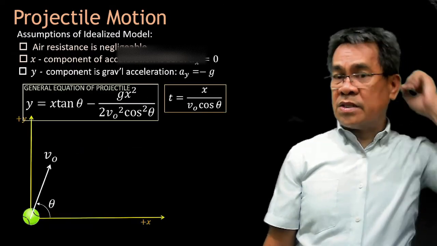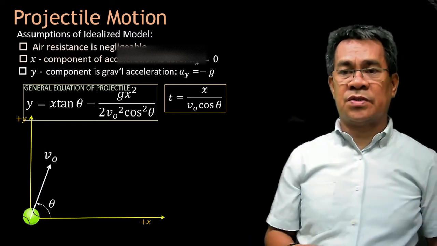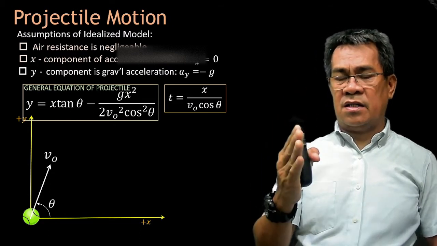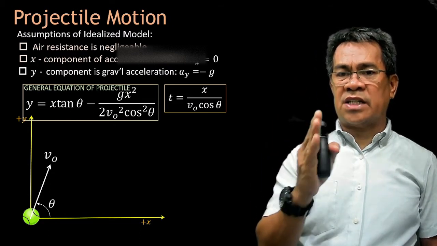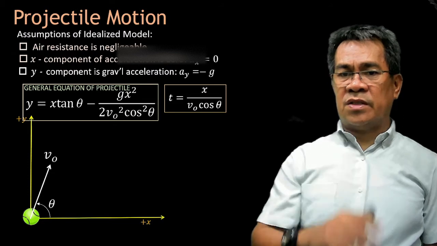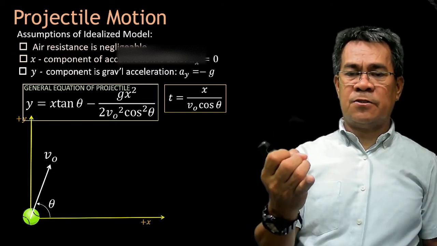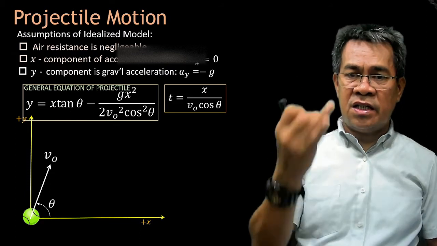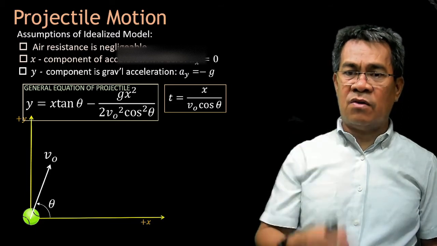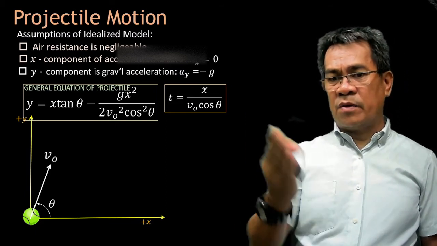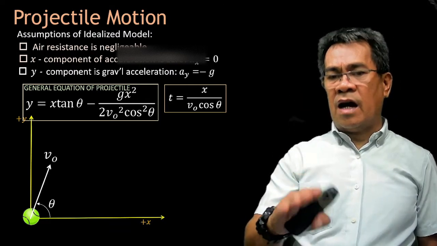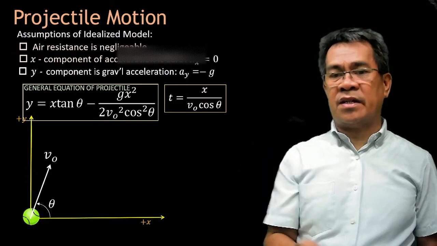Always remember that the general equation of projectile motion, meaning the y component of position, is equal to x tangent theta minus g x squared over 2 V0 squared cosine squared of theta. So we need the x position, we need the initial velocity, and we need also the angle of projection. But remember, that formula is based on the angle being a positive angle in the first quadrant.